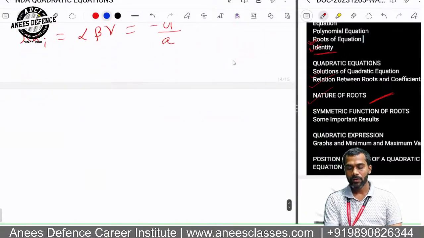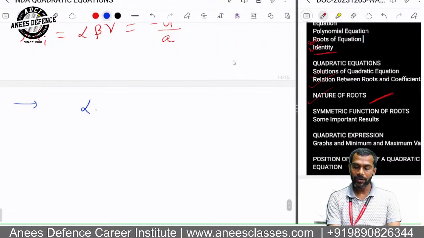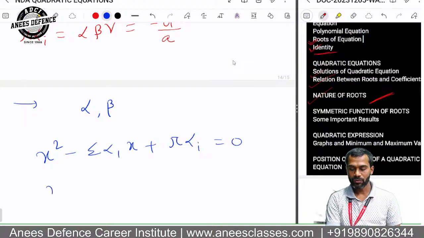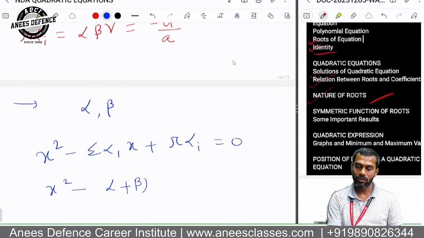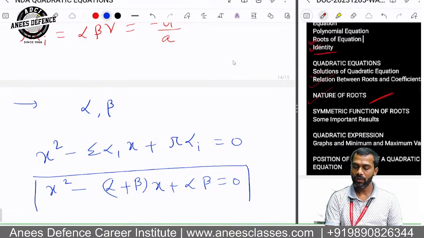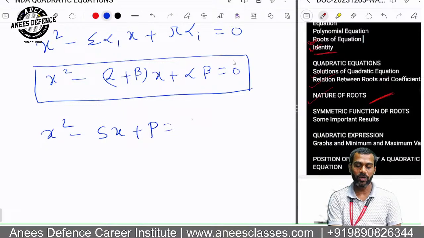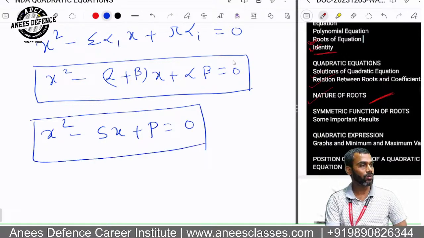Okay. Now, suppose roots are given, alpha and beta. So how can we find the equation? Very easy again. X square minus summation alpha 1 x plus pi alpha i, because only two roots are there, is equal to 0. So x square minus alpha plus beta into x plus alpha into beta is equal to 0. Or we can say x square minus sum of the roots into x plus product of the roots is equal to 0. Is there any doubt?